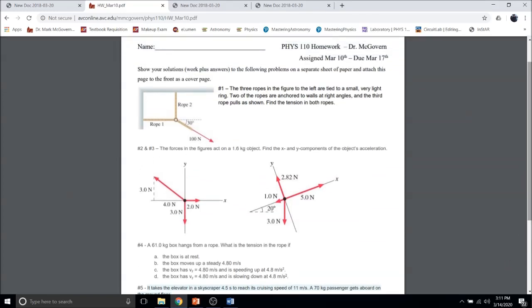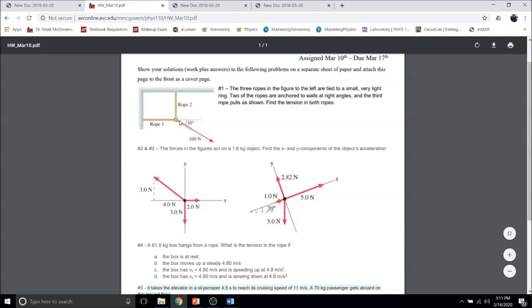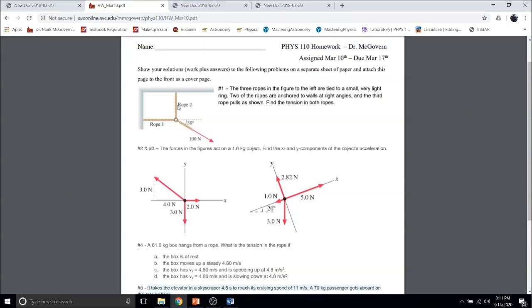And the ring is the object here. You're going to have 3 forces: the tension from rope 2, the tension from rope 1, and then this 100 Newton force that's down at this angle here. You won't consider gravity. You're not given a mass, so you don't have to worry about that.